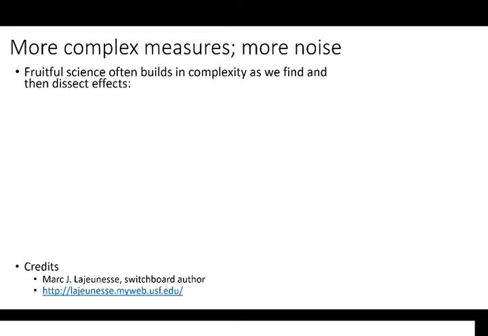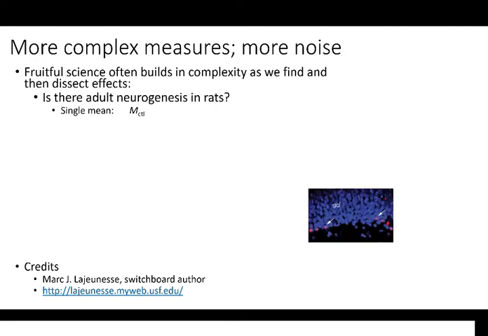So we might start with something simple, like asking, is there adult neurogenesis in the hippocampus of rats? And really, we're just observing what's the typical level of neurogenesis. So it's just a single mean we might be interested in estimating. But if we do find that, yes, there is adult neurogenesis, then we start thinking about what are the factors that control it? I wonder if stress might control it.